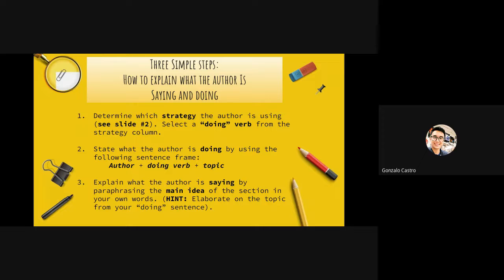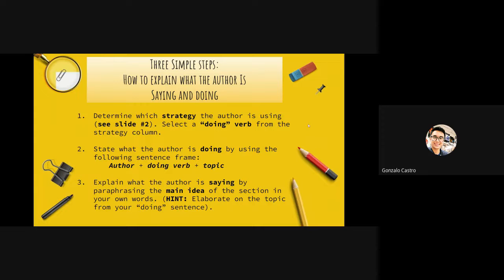And then after you have written your doing sentence, the very last step is to explain what the author is saying by paraphrasing the main idea of the section in your own words. And I know that paraphrasing is something that can be challenging, but when you come up with a doing sentence first, it actually makes the saying sentence a little bit easier. So once you have the doing statement, all you have to do is paraphrase the main idea by elaborating on the topic from your doing sentence.